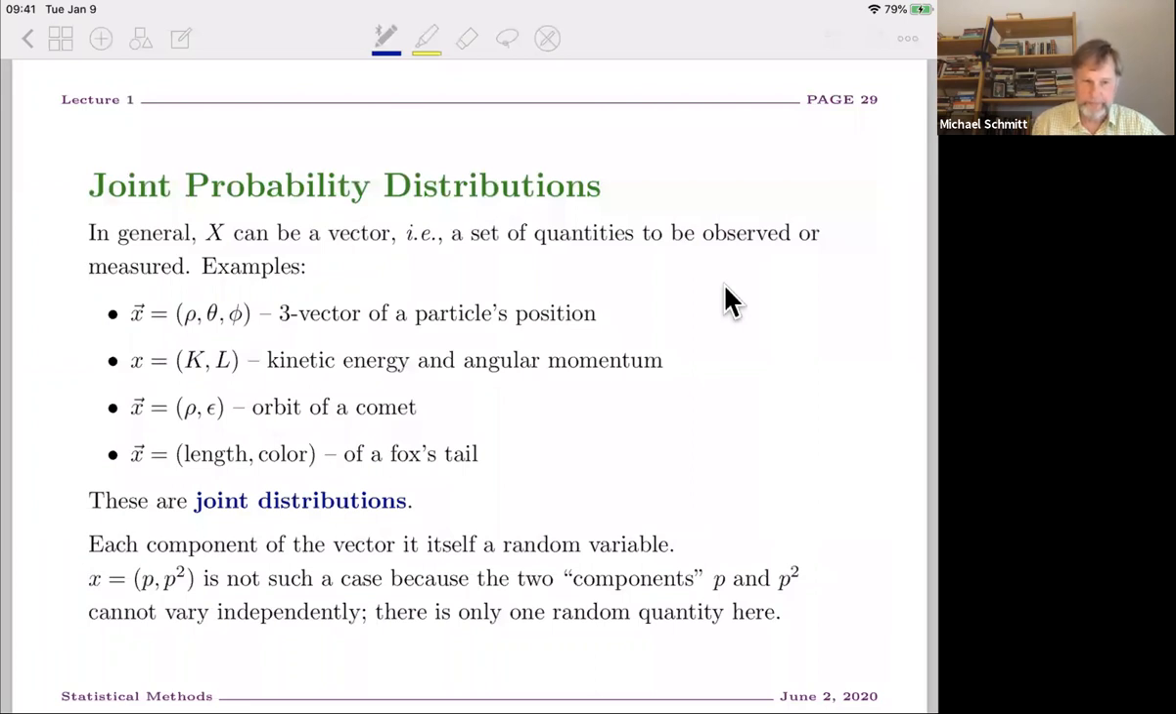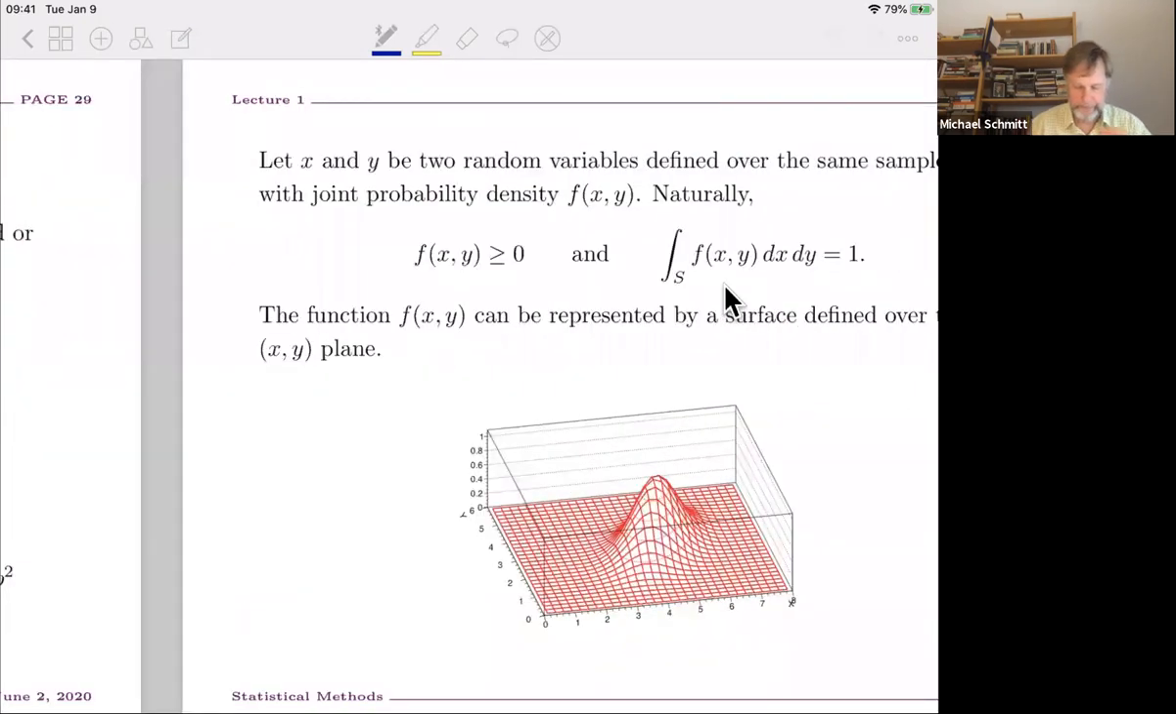And it's important to understand that even if the quantities are something weird, like the length and color of a fox's tail, the different components are somewhat independent. They're not trivially a function of each other like here. Okay, so writing x as p for the momentum and p squared for the momentum squared, this is not the case because one is a simple function of the other. All these other cases here tell you legitimately independent observable quantities, okay?